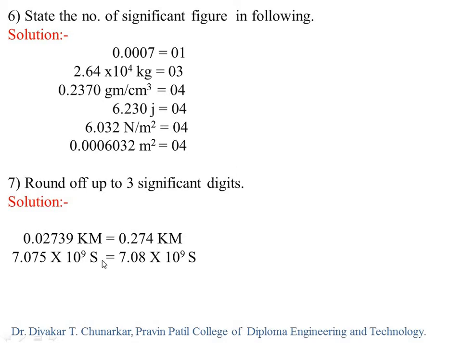Then 7.075 into 10 to the power 9 second equals 7.08. Here we can drop this 7, because the last digit is 5, and therefore we can write 7.08 into 10 to the power 9.